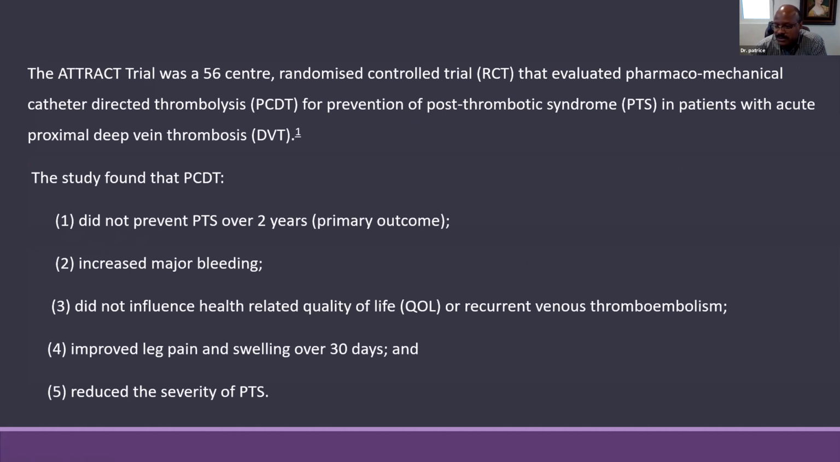Unfortunately, this study found that PCDT did not prevent PTS over 2 years as a primary outcome. It does increase major bleeding. It did not influence health-related quality of life or recurrent venous thromboembolism. It does improve leg pain and swelling over 30 days, and reduces the severity of PTS. Again, in this trial all the patients were put together in one basket, and that was an issue: patient selection and patient bias.